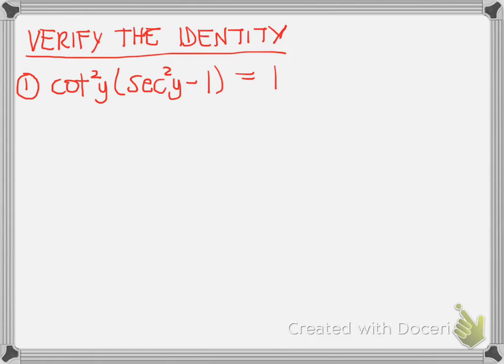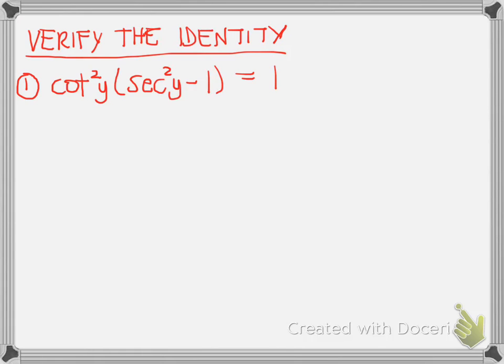You may want to stop the video and see if you can figure this out on your own, and then play the video and see if you did it the same way or maybe a different way. So that might be good for you to try as an example. All right, this first example: verify the identity, cotangent squared y times the quantity secant squared y minus 1 equals 1.